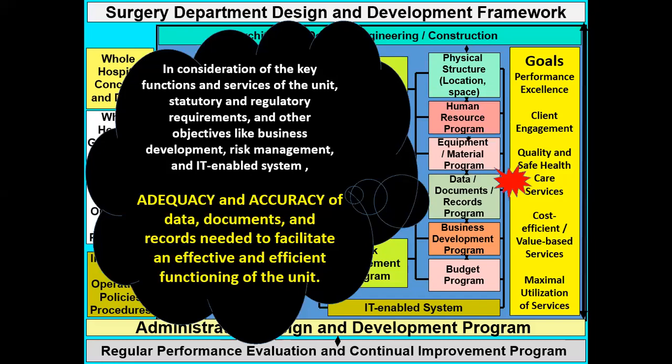As to the data document record program, there must be a document showing adequacy and accuracy of the data, documents, and records needed to facilitate an effective, efficient functioning of the units in terms of its authorized functions and services, statutory requirements, regulatory requirements, and other objectives like business development, risk management, and IT-enabled system.